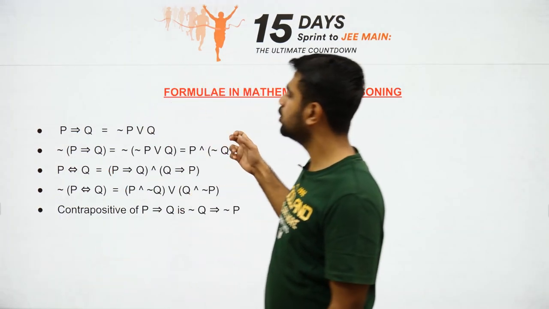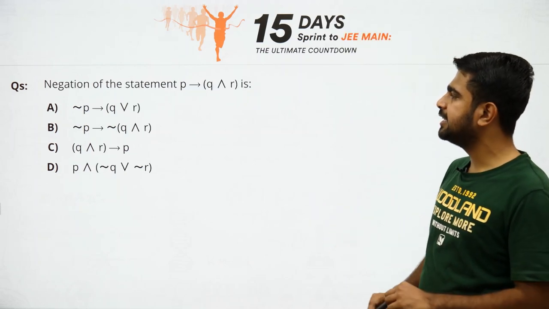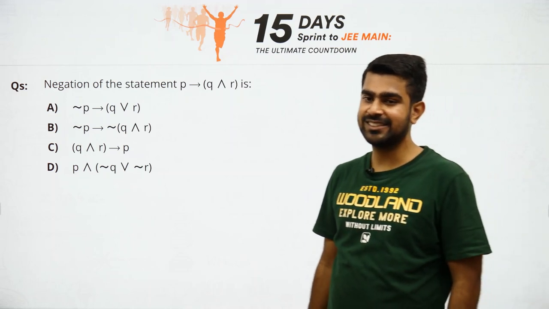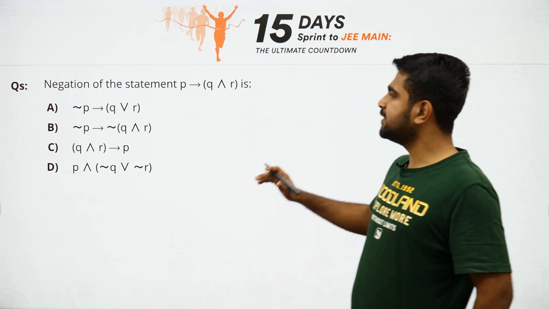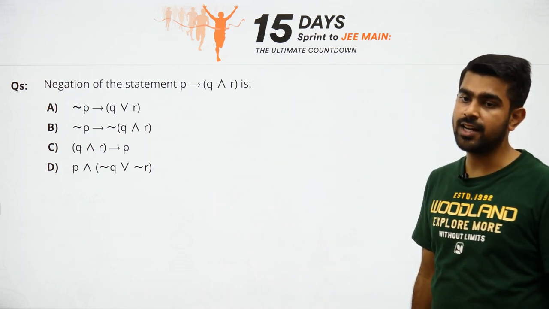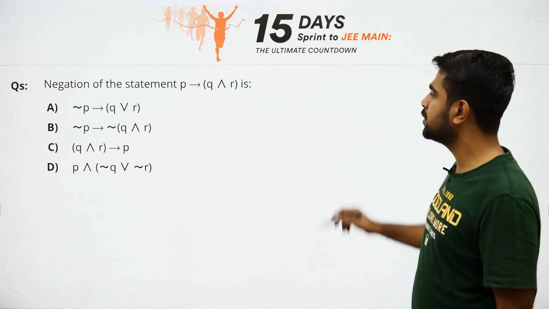Okay. So we will go to the next question that I have got for you. Now, this is pretty good. You can try to solve this. What is negation of the statement P implies Q and R?